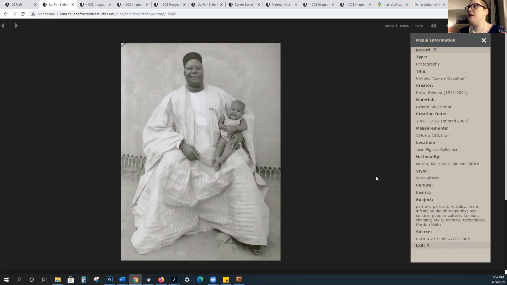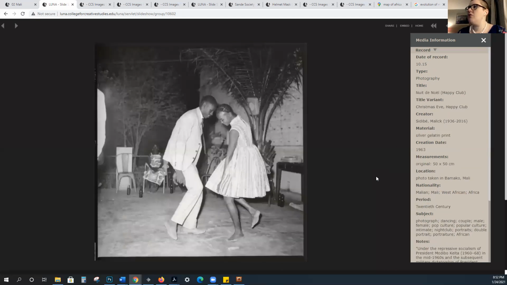Here you see, it's called Lovely Daughter, right? So father and daughter. Here's an example of the party photography that I mentioned by Malik Sidibe. And this is taken on Christmas Eve. You can see them dancing, wearing Western clothing. 1963, so this is just before when Western things became outlawed. But again, everyday life, but also this assertion of modernity.